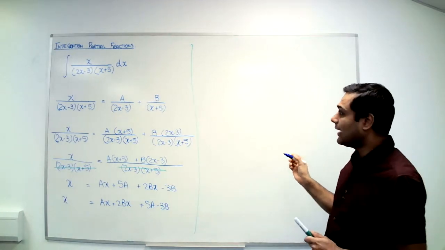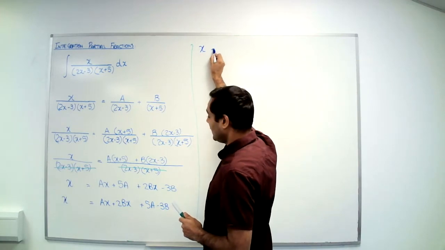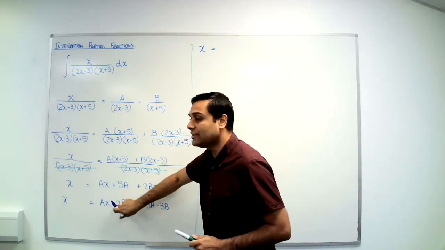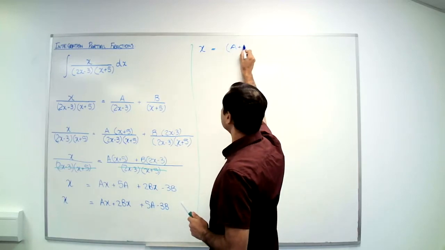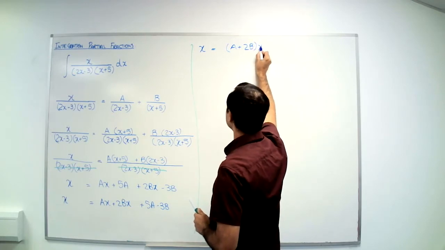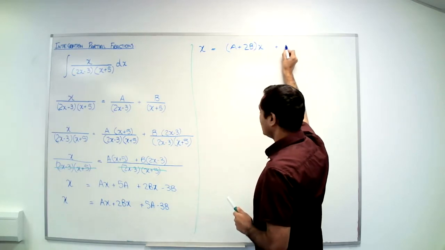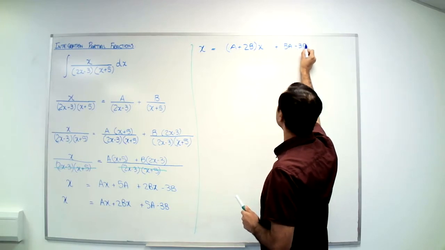Now, let me rewrite that one. x is here. If I take the x common from these two, what I got? I got a plus 2b with x outside, plus 5a minus 3b.